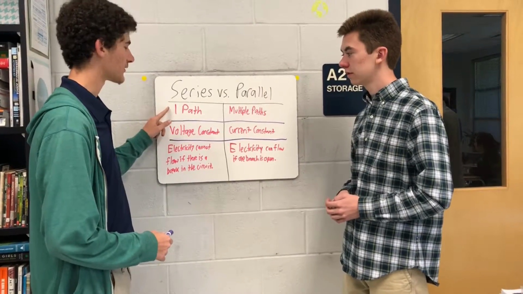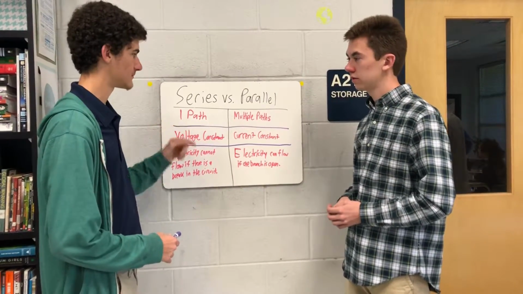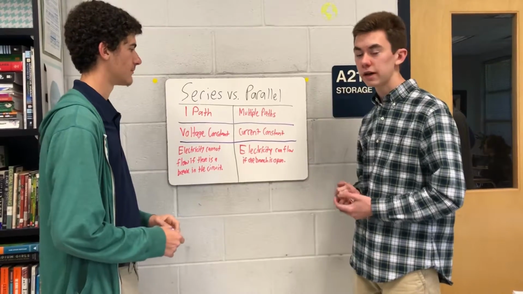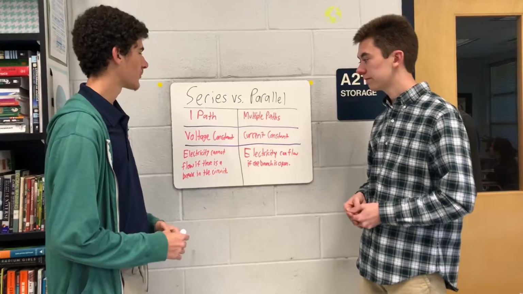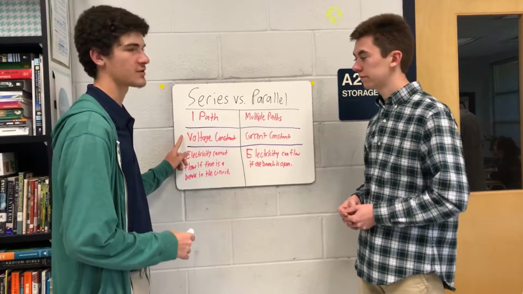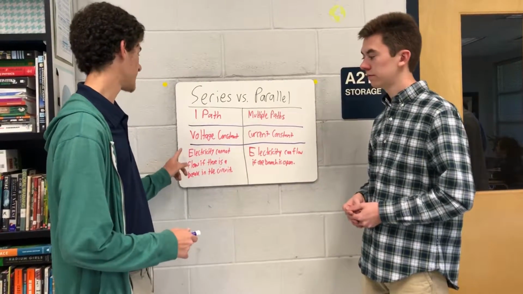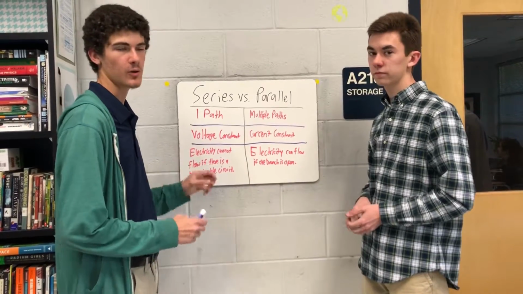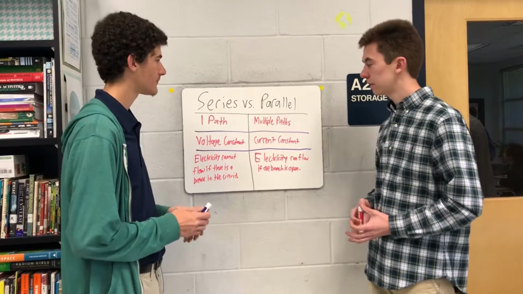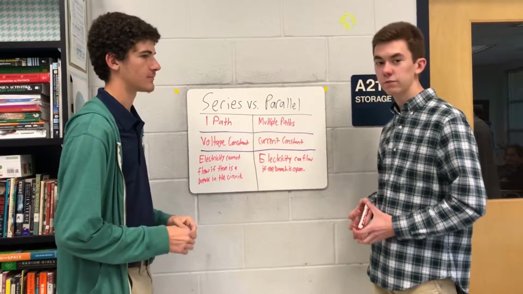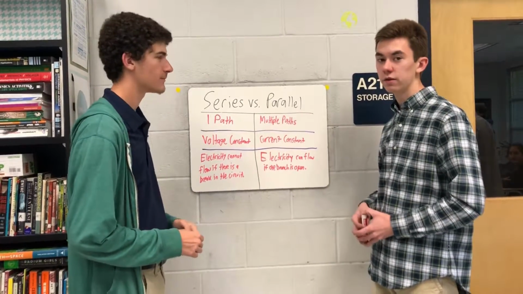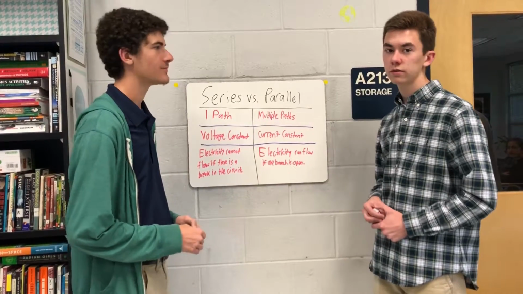In a series circuit, there's only one path for the electricity to flow. While in a parallel circuit, there's multiple paths. And also in a parallel circuit, voltage is constant, whereas in a series circuit, the current is constant. Now, the electricity cannot flow if there's a break in the current or if it's an open circuit. But in a parallel circuit, there's multiple branches. So if one of the branches happens to have a break, then the electricity can still flow through that.